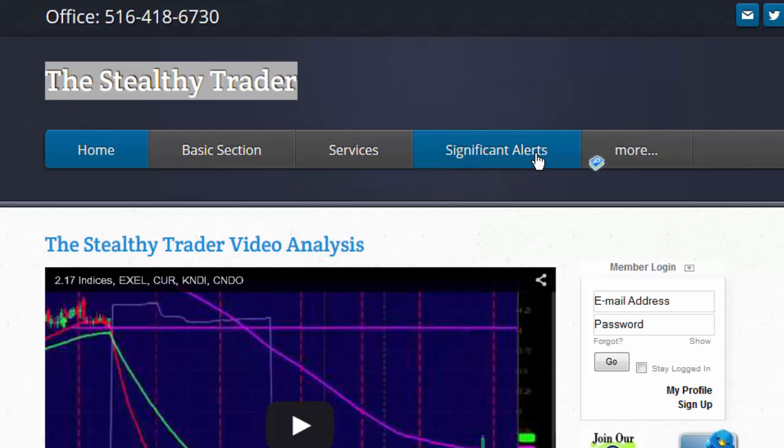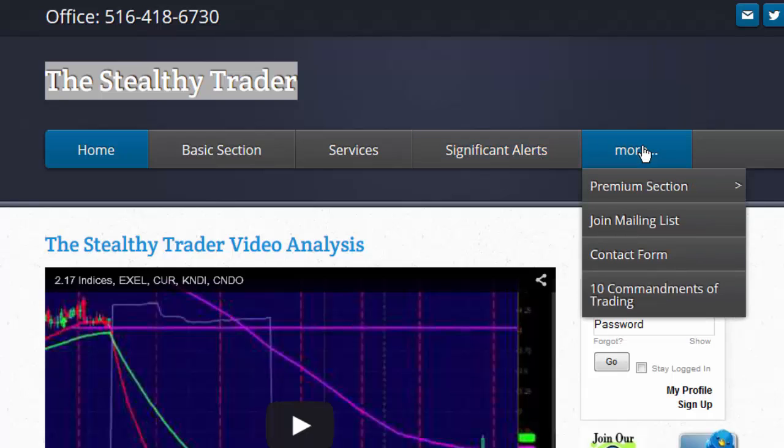Significant alerts is the key page. This is where we put up some of our alerts, most of them our buy alerts. So you can see, with an actual email or text, we alert our premium members via 2 methods, immediate text or email, or both actually. And just some of the most recent ones that we have show what we do. And the more tab has a lot of stuff there.